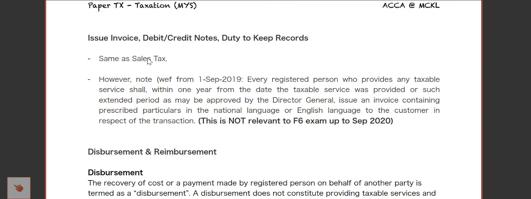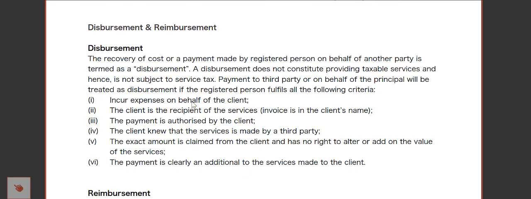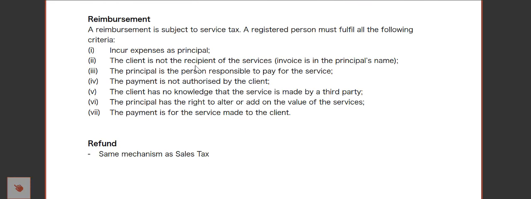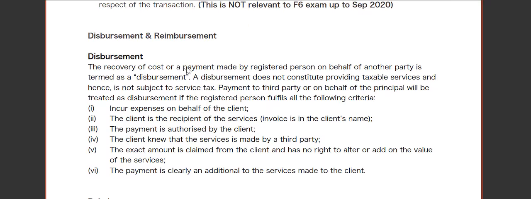You have to maintain 7 years and so on. Okay, now there's something a bit different here about disbursement and reimbursement. So I need you to see what is disbursement and what is reimbursement. Disbursement is actually a recovery of costs or a payment made by the registered person on behalf of the other party. Now, disbursement does not constitute providing taxable service, so they are not subject to service tax.